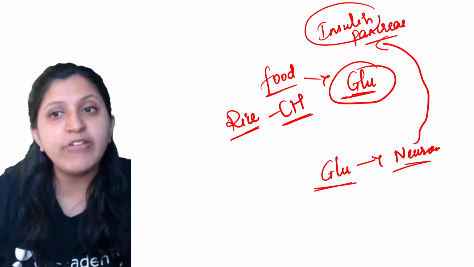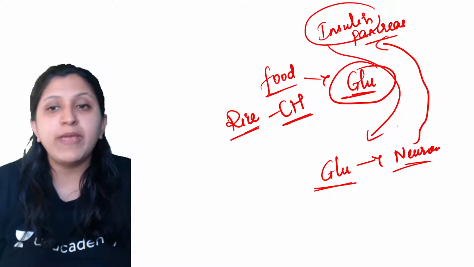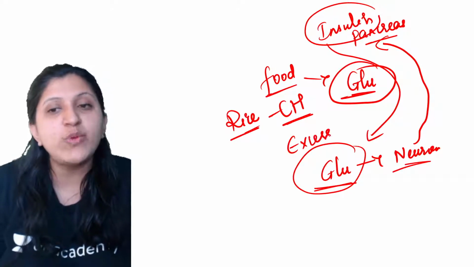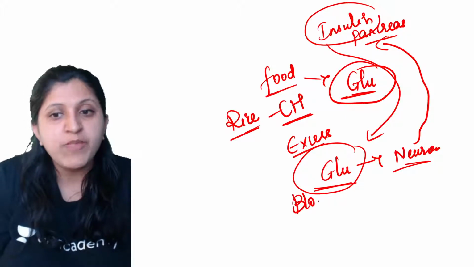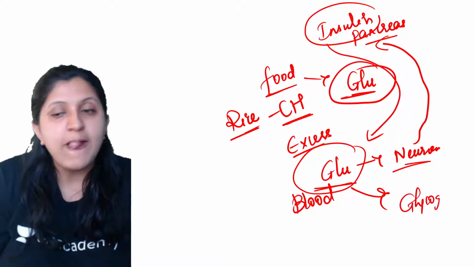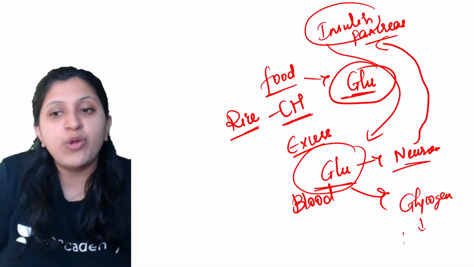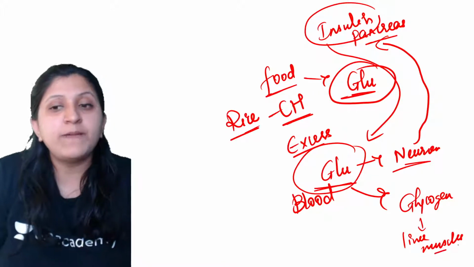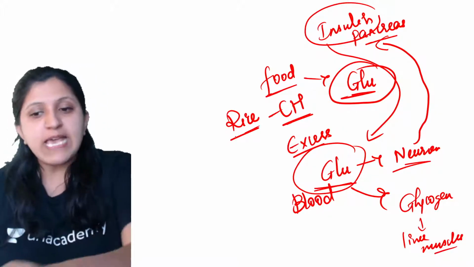Now insulin will be produced, and insulin will make sure that all the excess glucose in your blood is converted into glycogen. This has to be stored in the liver or the muscle. So this is done by the insulin. How exactly is this happening?